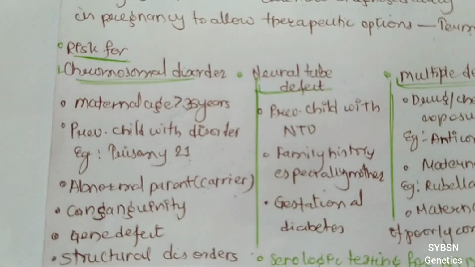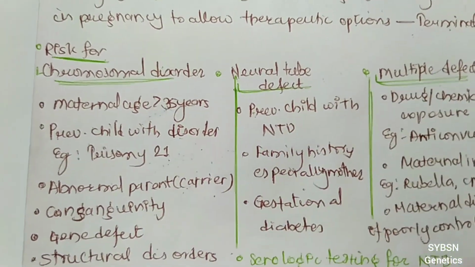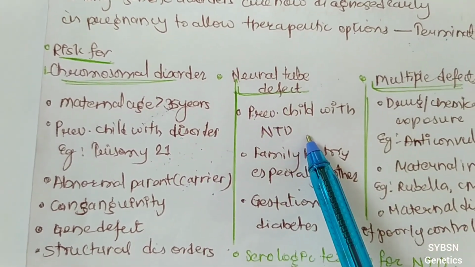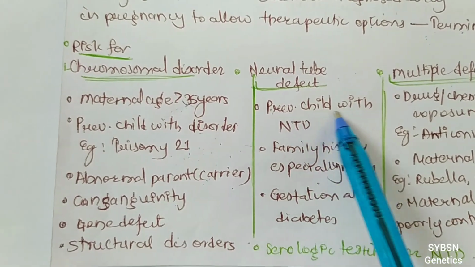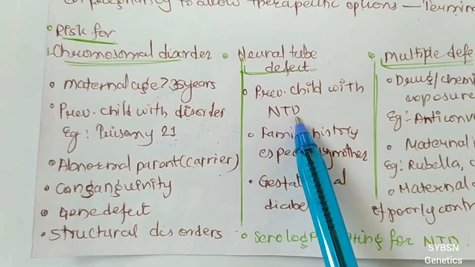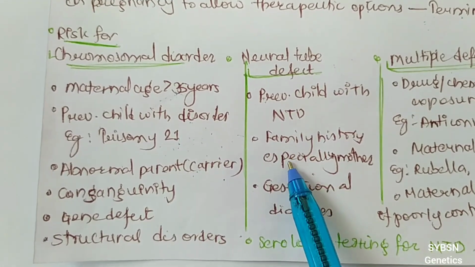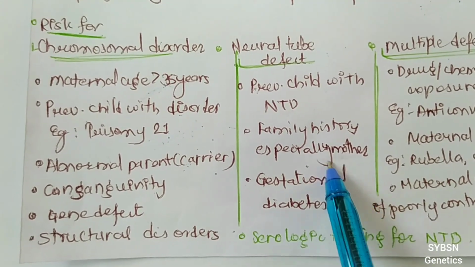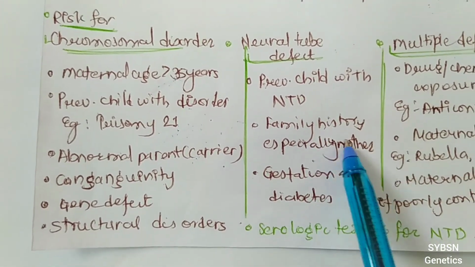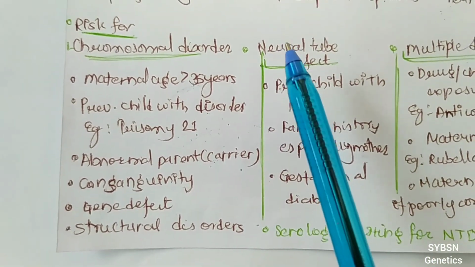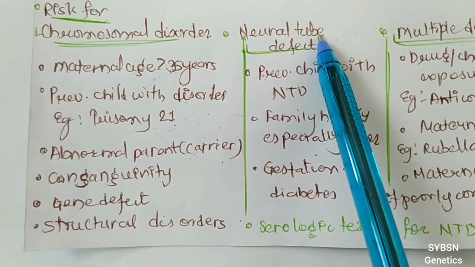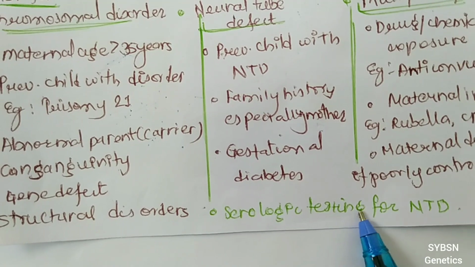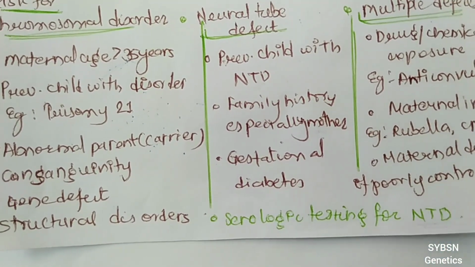Over here, it can be because the previous child has neural tube defects. NTD stands for neural tube defects. So the risk may increase because you have had a child who has already been diagnosed with a neural tube defect. Next, you have family history, especially in the mother. Having a family history mostly on the maternal side can increase the risk of the child having a neural tube defect. Next, you have gestational diabetes. Also, you do something called serologic testing to find out any neural tube defects in the fetus.